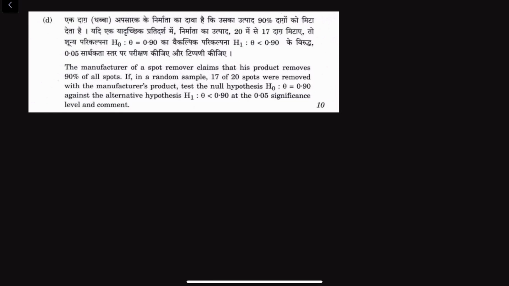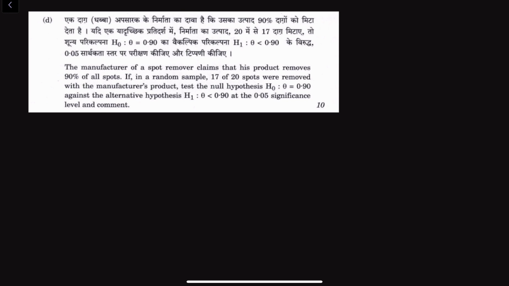In this video, I'll be solving the fourth part of the first question of UPSC Civil Services Mains 2019 paper 1. The manufacturer of a spot remover claims that his product removes 90% of all spots. If in a random sample, 17 of 20 spots were removed with the manufacturer's product, test the null hypothesis against the alternative hypothesis at the 0.05 significance level and comment.